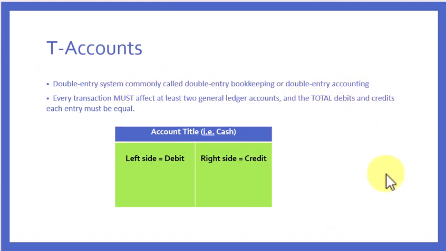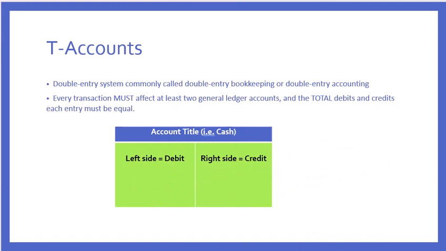Okay, the double entry bookkeeping system, also called debits and credits. All right, the basic premise of this is that every transaction must affect at least two general ledger accounts, and the total debits and total credits of each entry must be equal. Okay. Debits always go on the left side and credits always go on the right side.